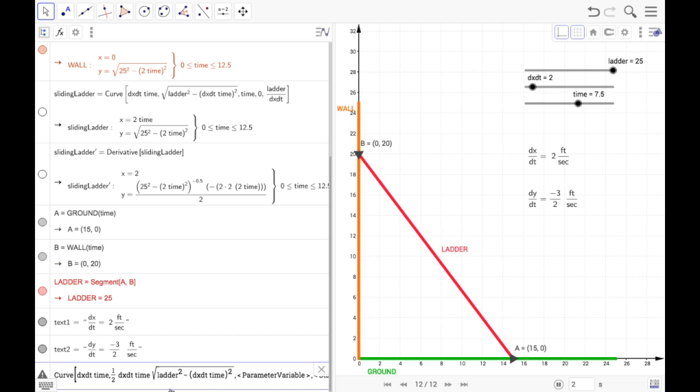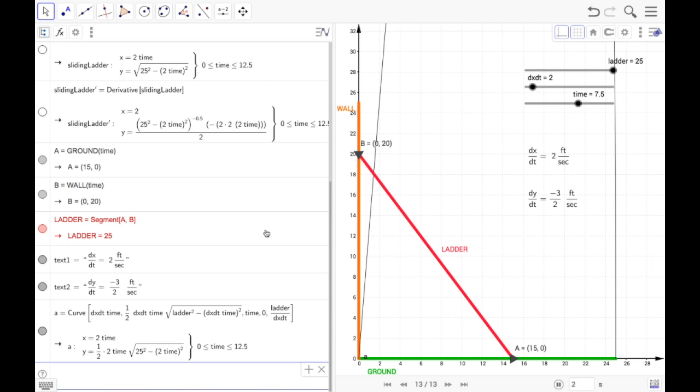And again, I think it's pretty self-explanatory, but the ladder here is the length of the ladder, and that's being squared. And again, that's all seen here with these various sliders. Our parameter variable is going to be time. Our start value is going to be 0, and our end value is going to be ladder divided by dx/dt, and that just dynamically figures out how much time it takes for this model to complete.